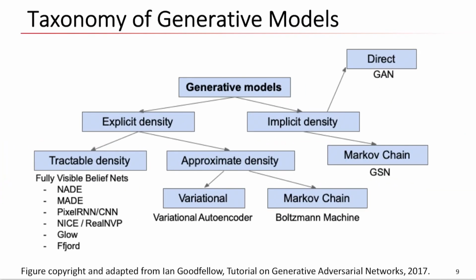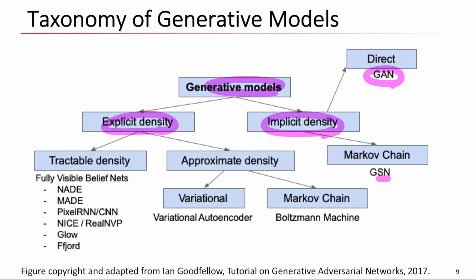Okay. So actually, this is the taxonomy of the generative model. A generative model can be divided into explicit density and implicit density. In implicit density, we do not explicitly model the real data set. We can just implicitly assume that there is some kind of probability, but we don't use any probability to generate the image or to generate the signal.